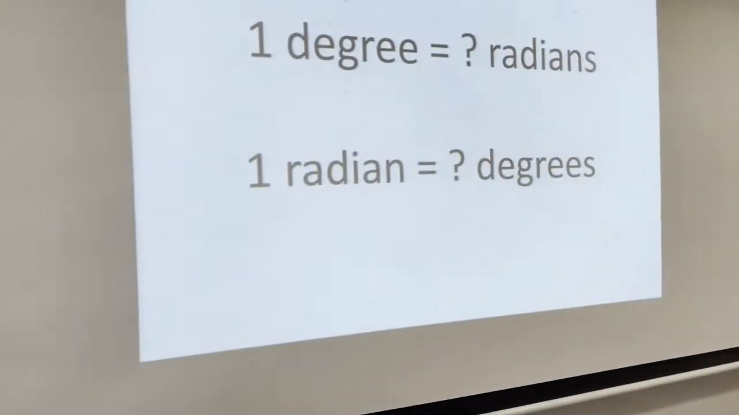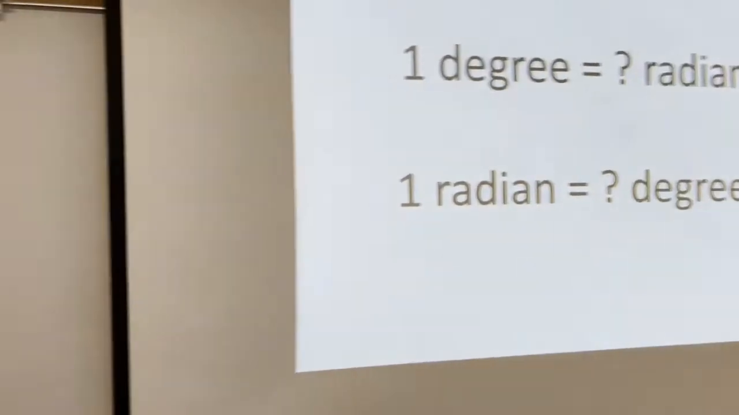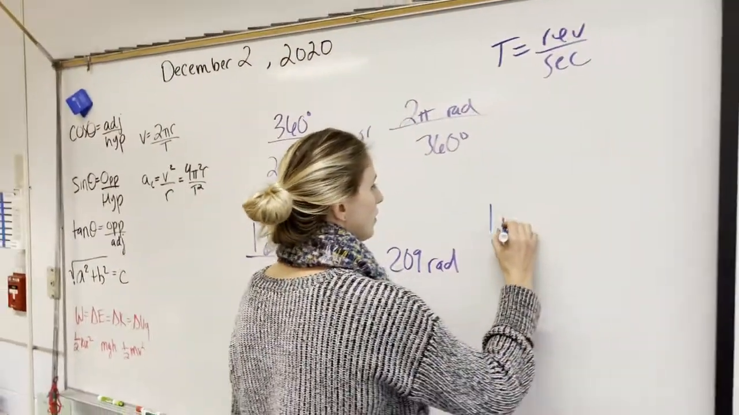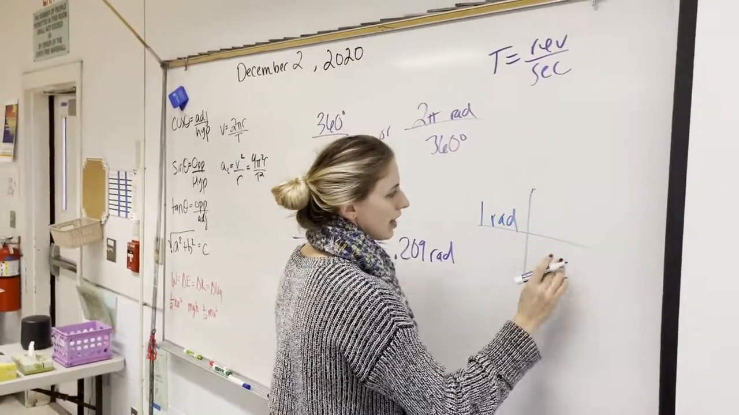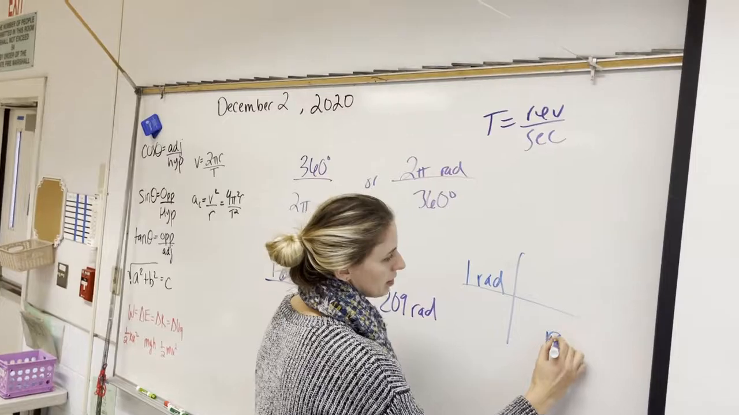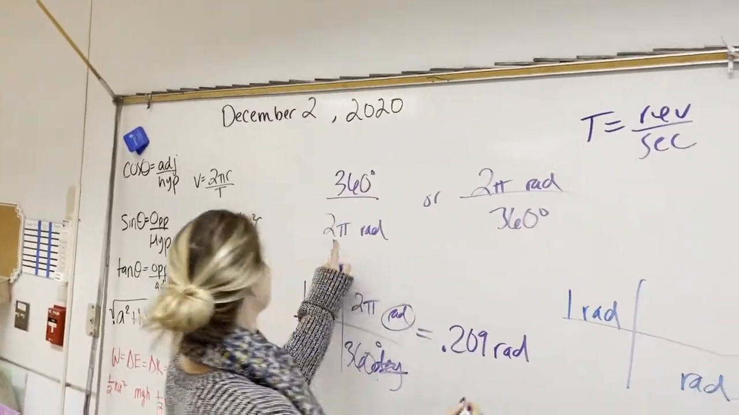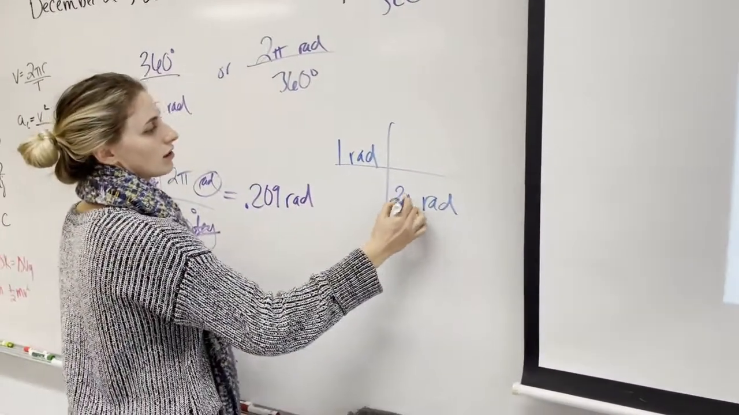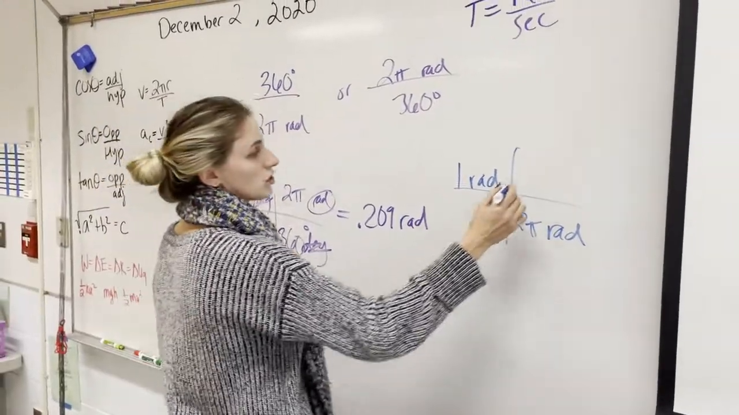So 1 radian is how many degrees? Let's see. So 1 radian is what I'm starting with. And at the bottom here, if I've got radians up top, I've got to put radians at the bottom. 2 pi is connected to that. And on top, I've got 360 degrees.